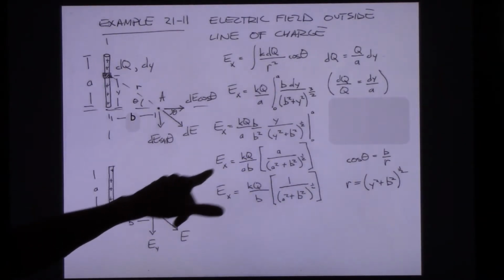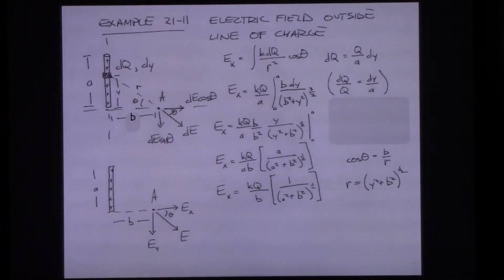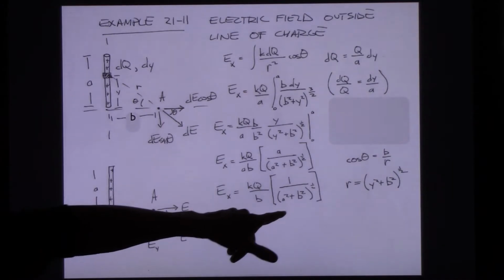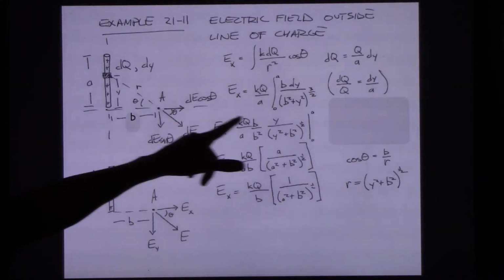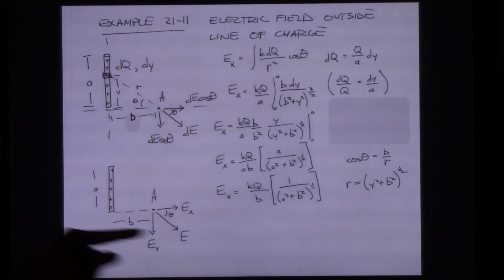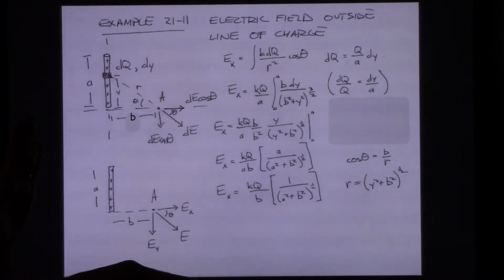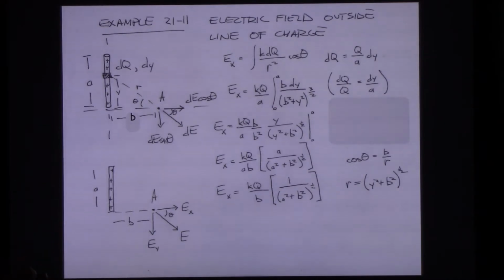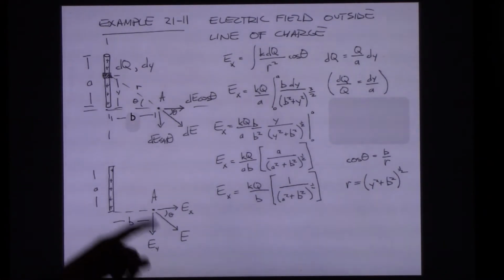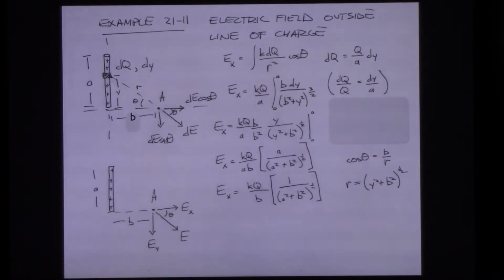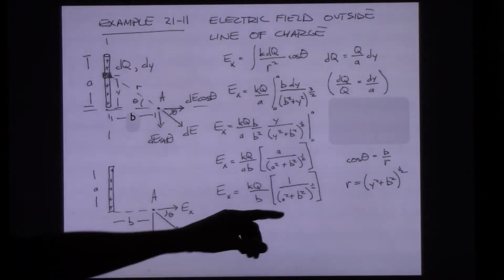Now I got some cancellation here. I got a couple a's to cancel. Up here I had a b and a b squared, and one of those canceled. And this is my final expression. So this is it. I calculated the x component of the electric field due to a section of linear charge that's all lined up along the y-axis with this particular orientation. And that's the formula I got.